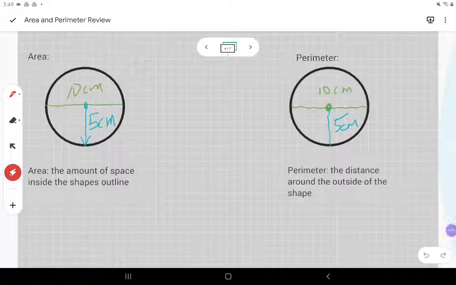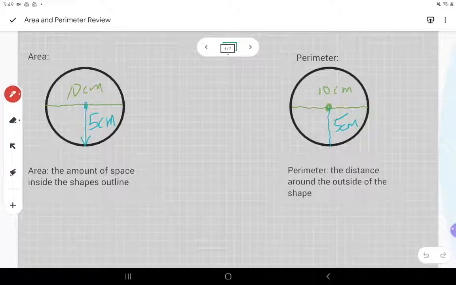So continuing our area and perimeter review, now we are on to circles. Again, the area is the amount of space inside the shape's outline, and we're trying to figure out how many little squares there are. Now with circles, it's especially weird because some of these squares are not full squares and they're kind of cut off, and it's a little bit strange.